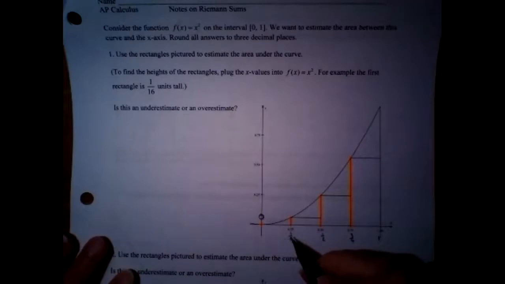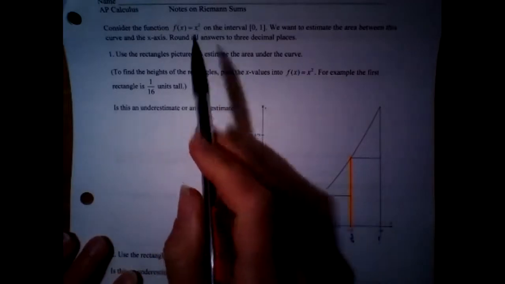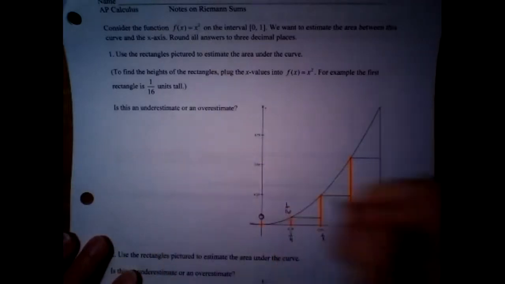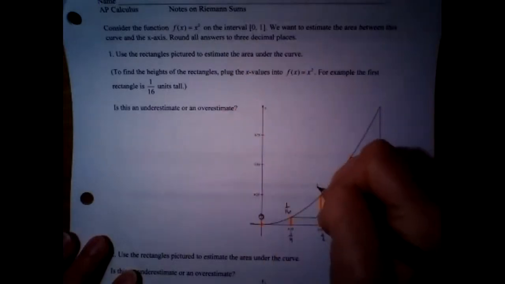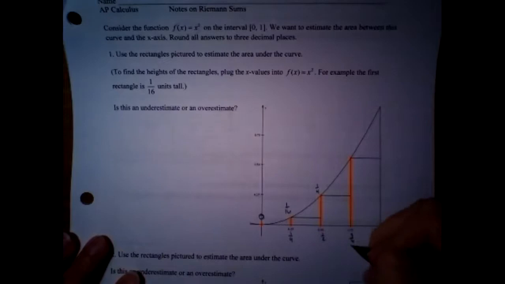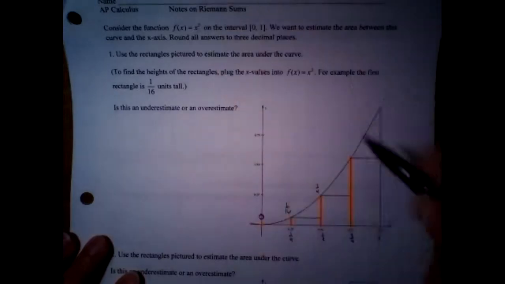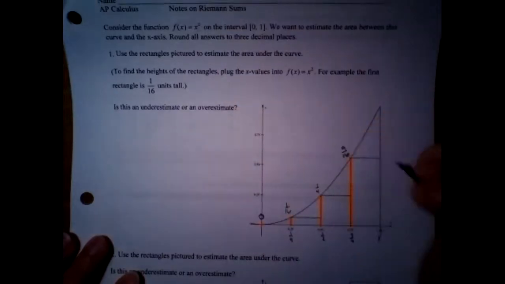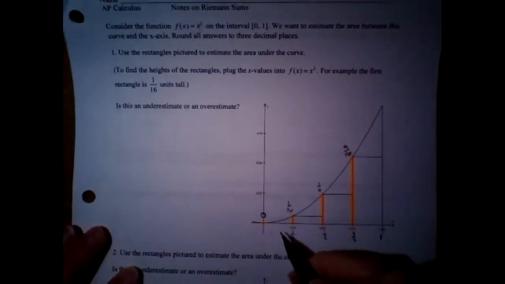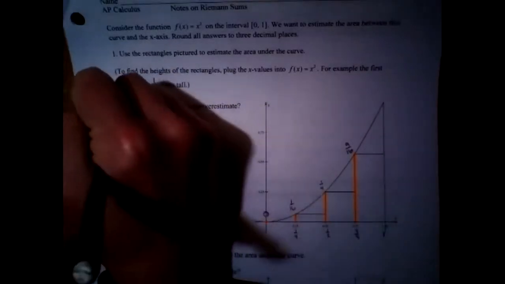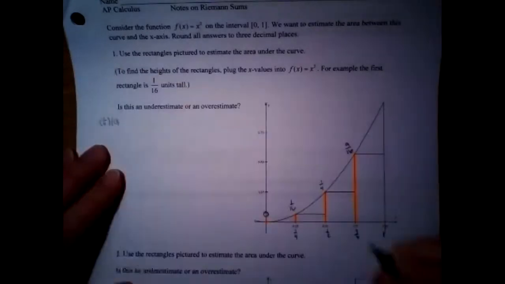So if you plug a fourth into x squared, that's going to give you a 16th. If you plug a half into x squared, that will give you a fourth. And if you plug 3/4 into x squared, that's going to give you 9/16. All right, so we're going to find the areas of all 4 of those rectangles. A rectangle is base times height. So for this first one, base times height, that's going to be 1/4 times the height, which is 0.